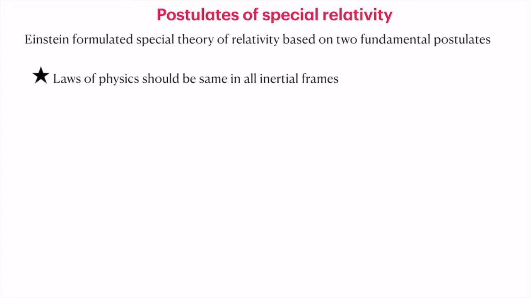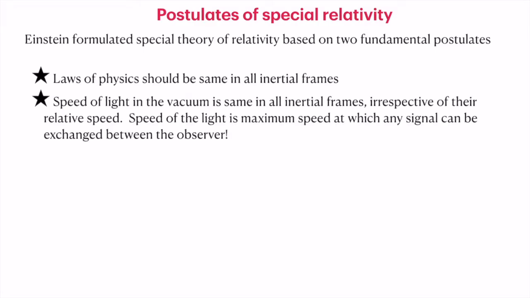The first: the laws of physics are the same in all inertial frames. So this is nothing new. It is basically the Galilean principle. Now here comes the second and the most interesting, which is different from Newtonian mechanics: the speed of light in vacuum is the same in all inertial frames irrespective of their relative speed. So this is where the difference comes.